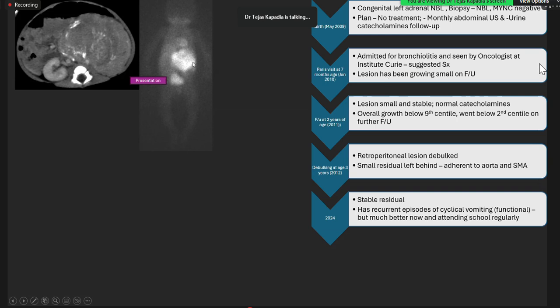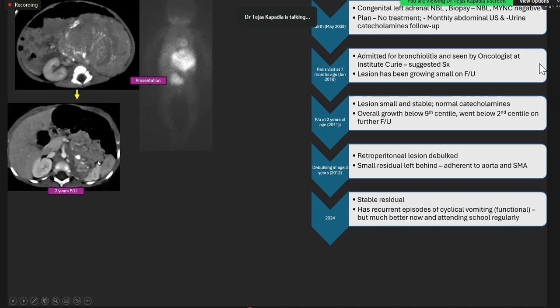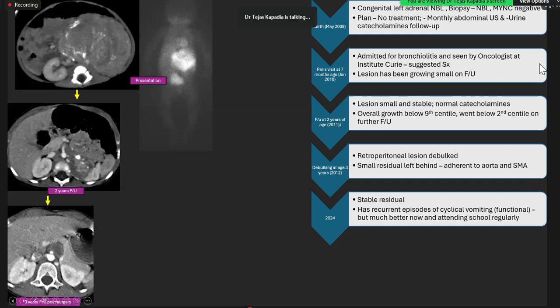On follow-up assessment, it had been growing smaller, but still the oncologist there suggested surgery to take it out. We had a different thought. We just followed them up, and it had quite significantly reduced in size. But because it was also associated with something affecting the patient's growth, a decision was taken to operate on it. Because it was partially encasing the SMA and the aorta, a part of it was left behind.